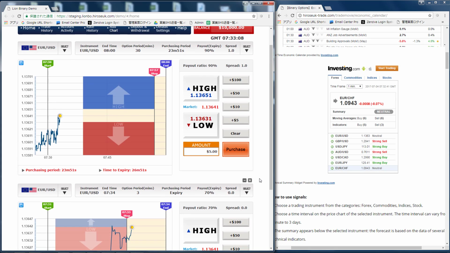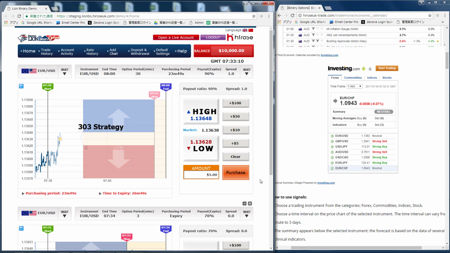So that's why we call it the 303 strategy, because we are using the 30 minutes chart and 3 minutes chart, which is the 303. So yep, that's quite easy to understand. So that's the setting you need to do, and if you have done this, then you're ready to go.